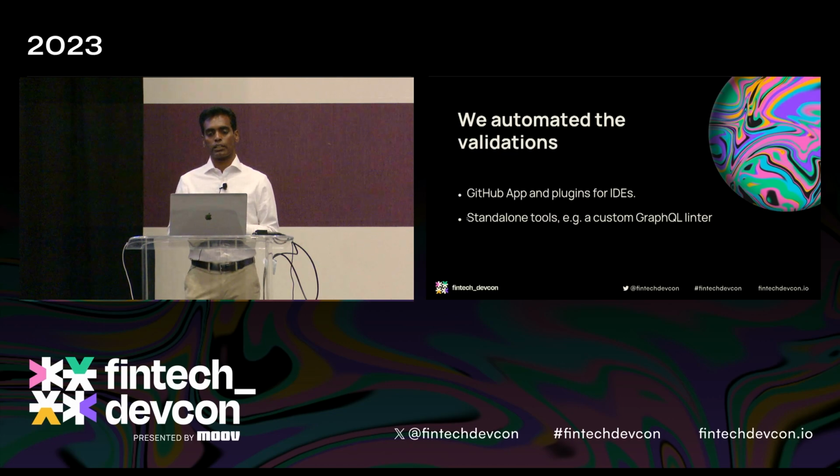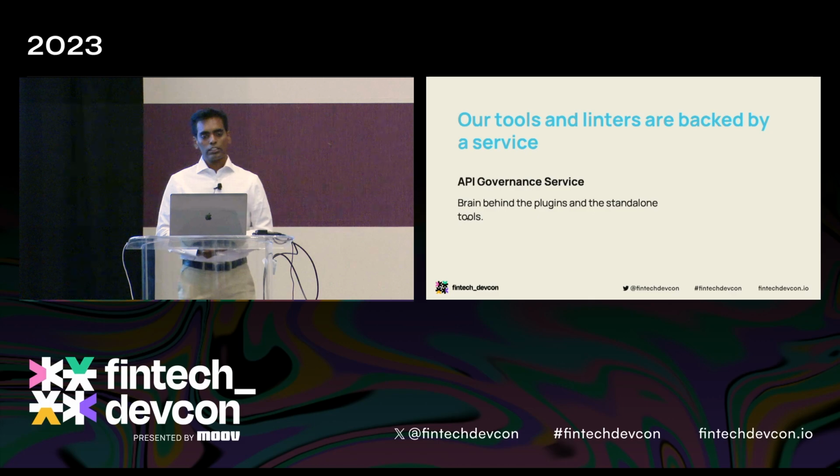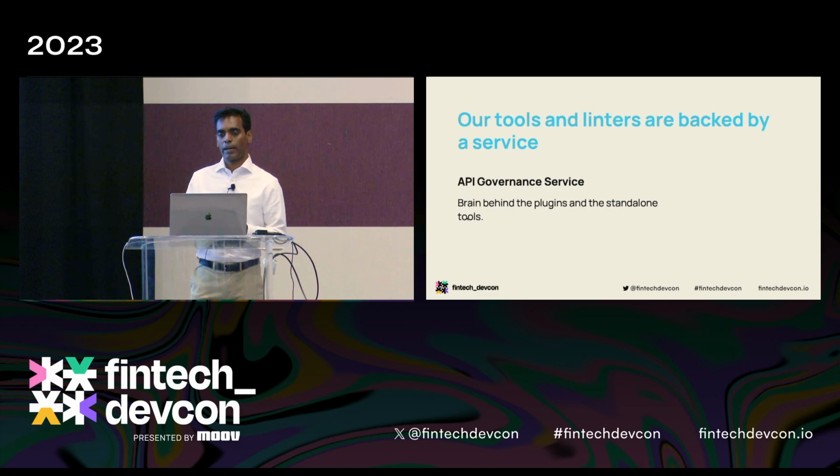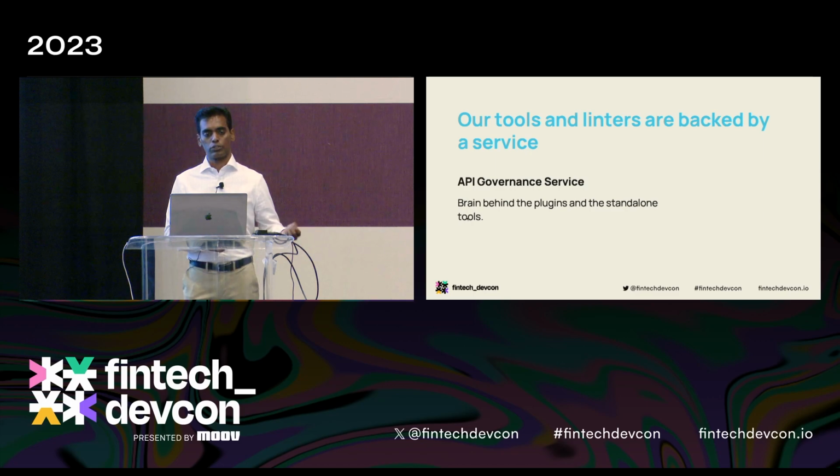I'll give an example. We developed custom linter rules, our OpenAPI specific linter rules that follow our guidelines. So we extended from the common set of guidelines and linter that we have, then added our own custom linters on top of that. And all the tools and linters are backed by this API governance service. This is the brain behind the plugins and tools. That service pulls the latest data from the definitions of the linters and the rules, and they are used consistently across the tools and linters, whether it's an IDE, a local standalone tool, or the automated pull request review. All of them are backed by this governance service.